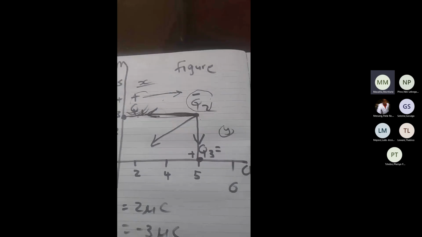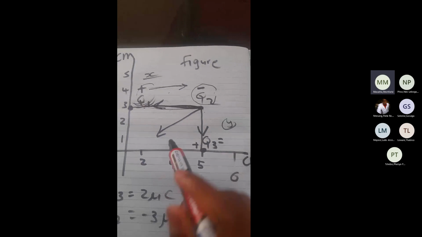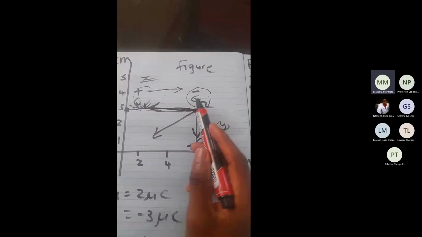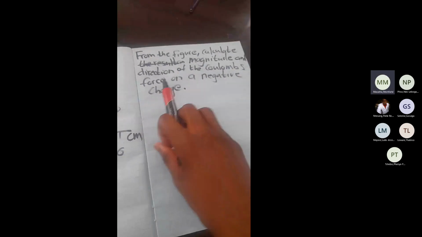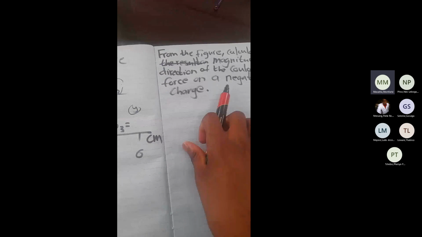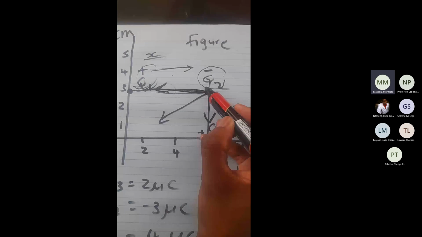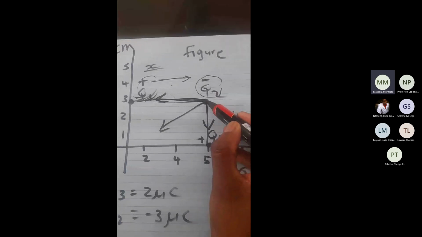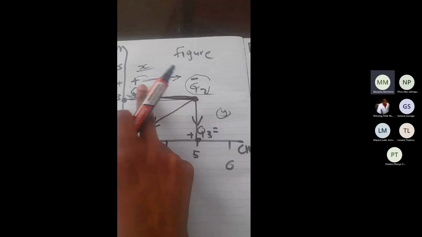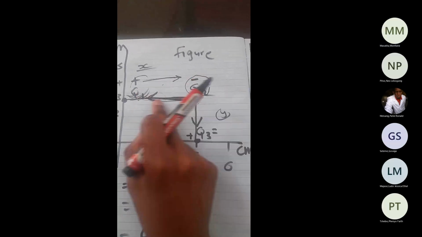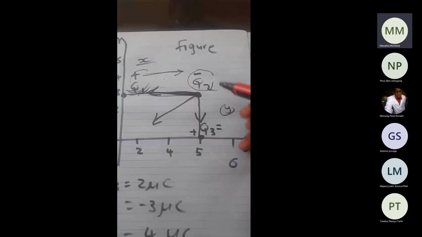Let me teach you how to draw these arrows. The question demands us to calculate the force on a negative charge. This is the negative charge, so the negative charge is our center. This arrow goes like there because when we have a positive charge and a negative charge, there is attraction. Now, if you have a negative charge and a positive charge, there is also attraction.